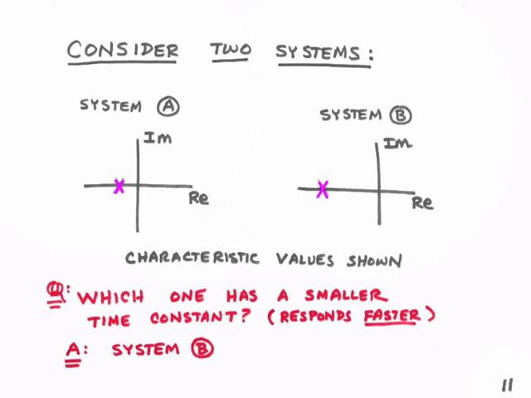And the answer is System B. And the reason why is because System B has a value of lambda that is more negative. With a more negative value of lambda, the time constant will be smaller because T equals negative 1 over lambda. A smaller time constant means faster response. After all, the time constant is characterizing how quickly the system reaches its final value, or how quickly it approaches it.